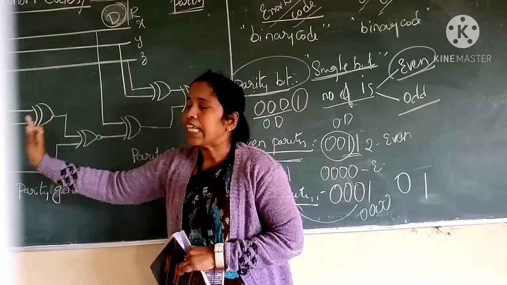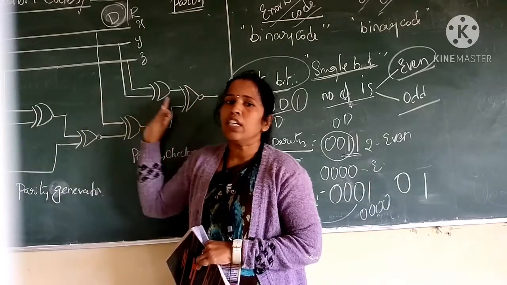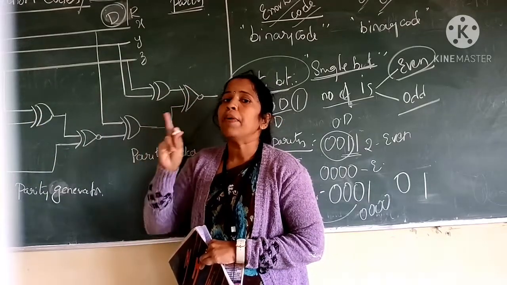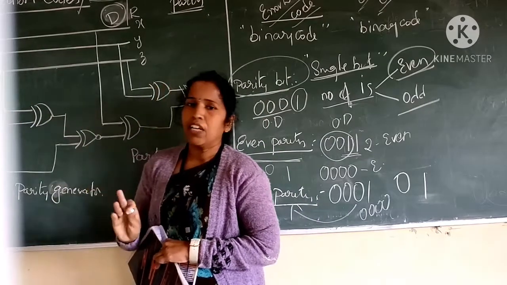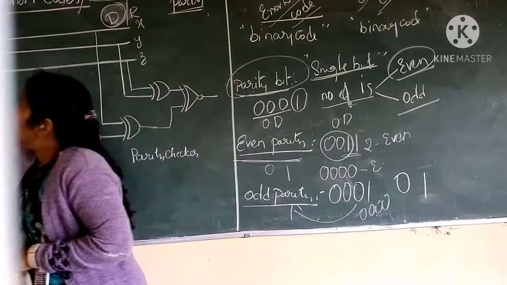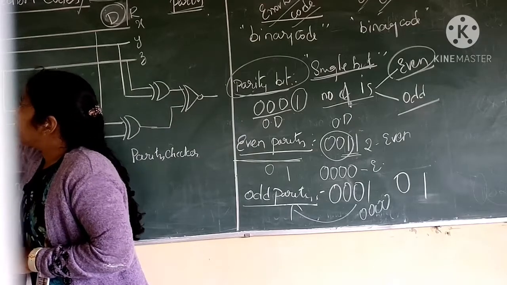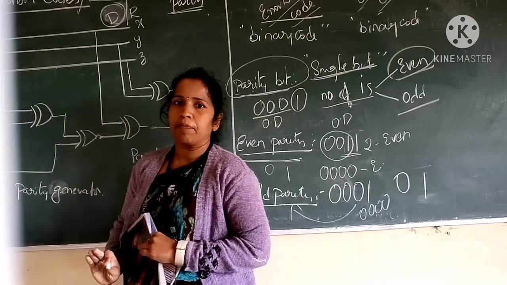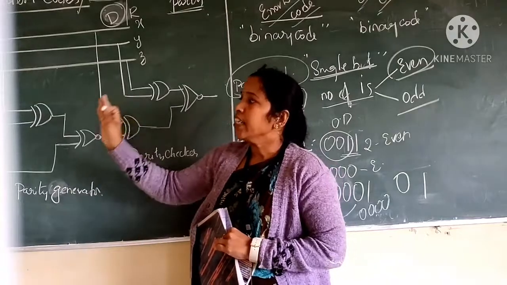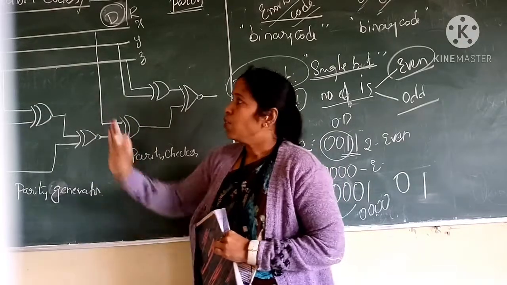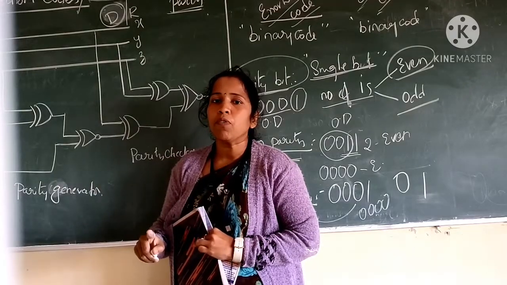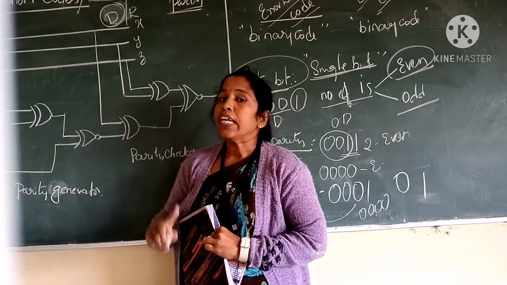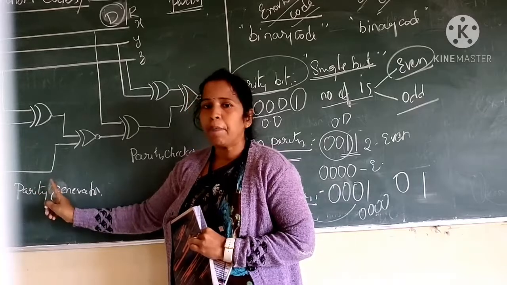From the sender, I am going to send the data to the receiver, right? Whenever you are sending the data from source to destination, an extra bit is going to be added to the original data. Here I am taking one example, 0, 0, 0. This is my original data. When I am sending this original data, I have to add an extra bit. The extra bit is nothing but the parity bit.